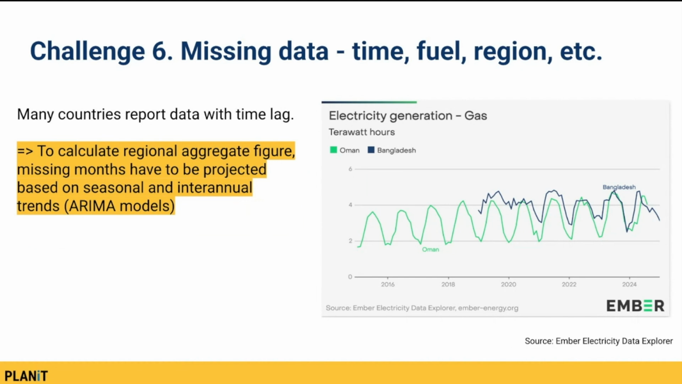For example, Oman's generation data starts all the way back from 2015, but it doesn't report recent months because it's very lagged. But Bangladesh's generation data set only starts from 2018, but they have much more recent months data. And for our global data set, if we don't have data for recent missing months, then we use a model called ARIMA to estimate the missing months' generation. But it's not super accurate, so we use it only for our internal analysis. We try not to publish data that we're not really confident about.